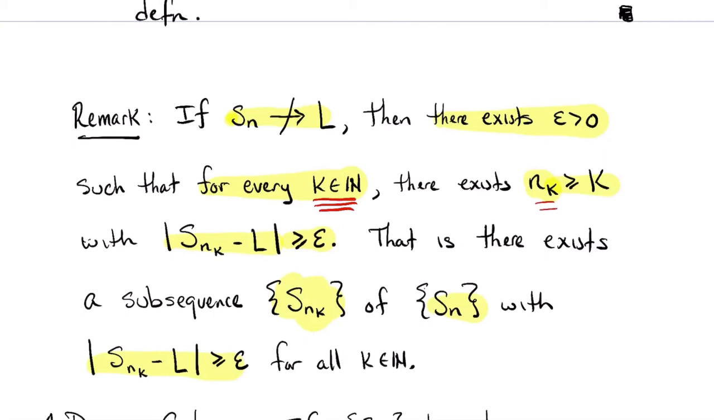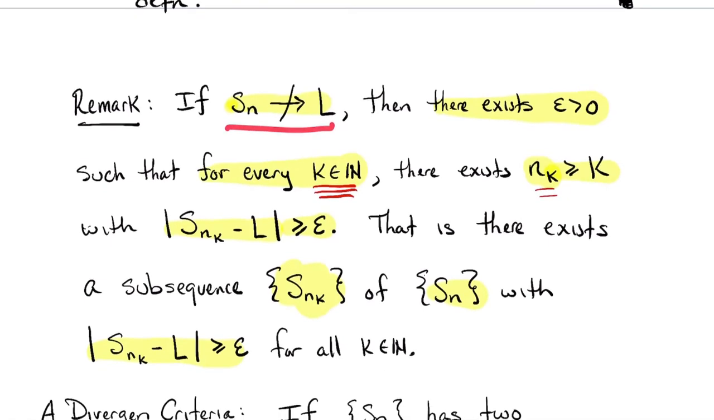All right. So this is going to be a technical tool in the future. I'm just making it as a remark here, but if a sequence doesn't converge to L, then you can find a subsequence of it that's, quote unquote, bounded away from L by some distance. There's some subsequence whose terms never get within some positive number epsilon of L.